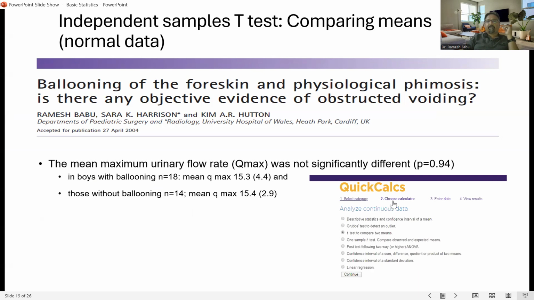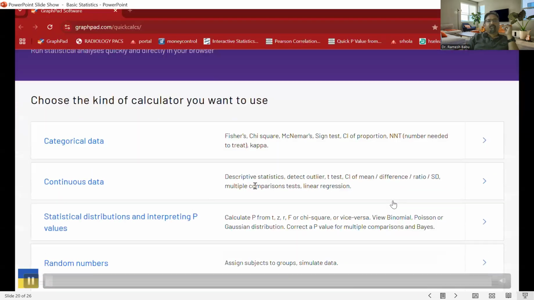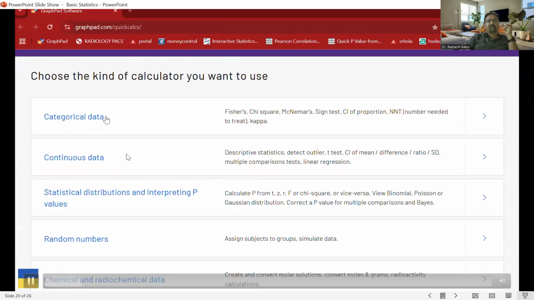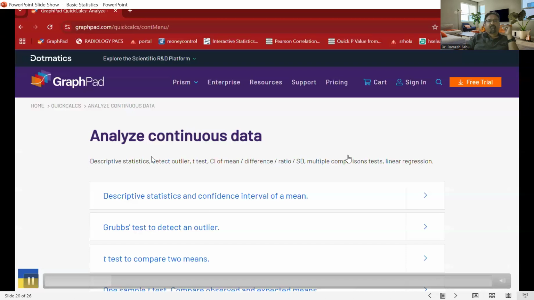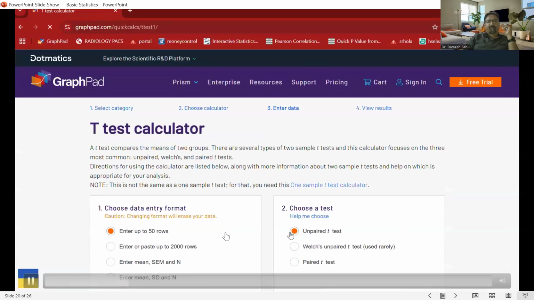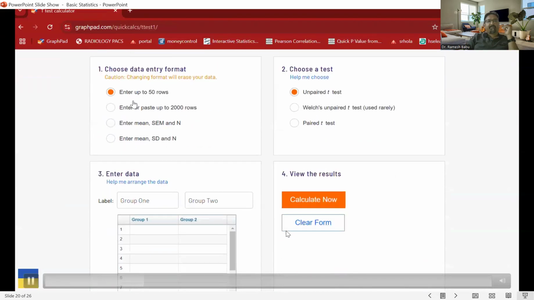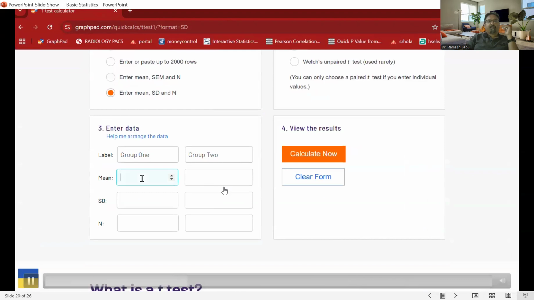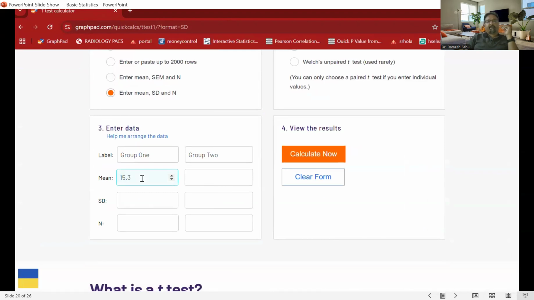So we have to go to these quick calculators again. Basically here we go to the continuous data. This is not a categorical data, this is a continuous data. So we go and find the t-test to compare two means. Here, instead of entering the data, we can enter the mean, standard deviation, and number. So here we are going to enter all the details, and when we enter the details, we say calculate now.